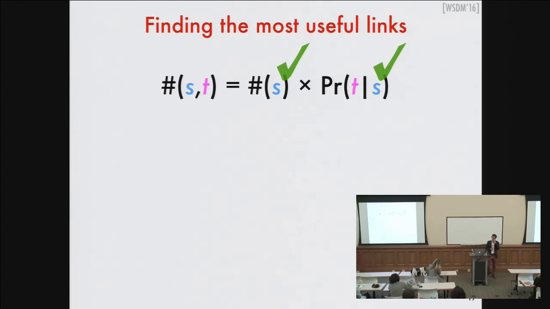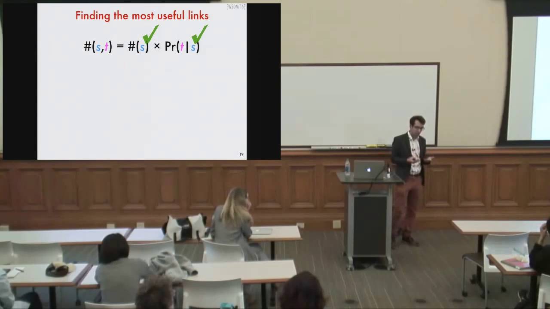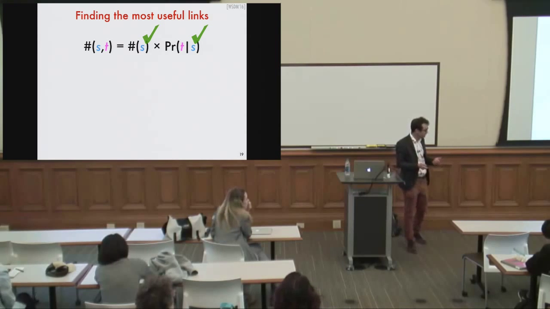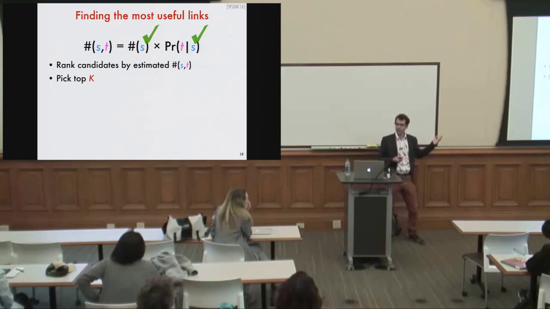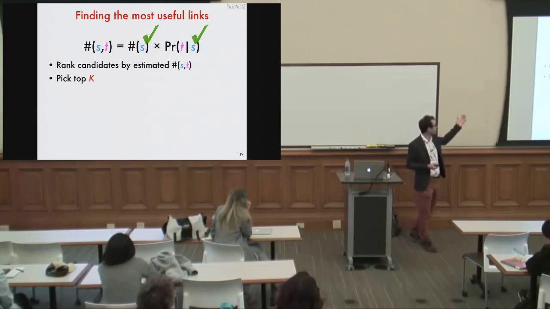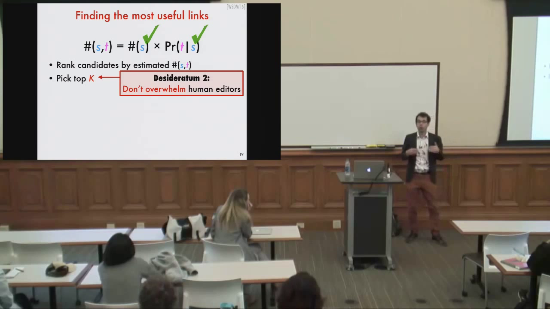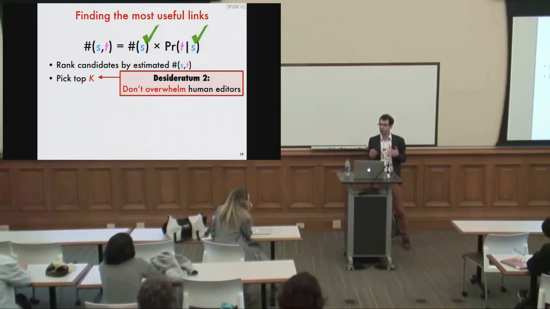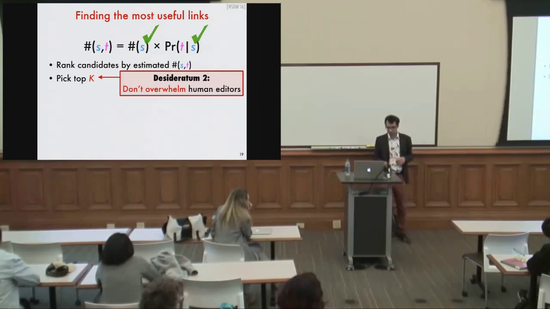Okay, so now we have all the ingredients necessary for predicting the number of clicks a link would receive, even based on data before it's added. And what you would do then is to simply rank all candidates by this estimated number of clicks, and you would then pick the top K and recommend those to editors. Why the top K? Well, that's desideratum 2. We don't want to overwhelm the users with more work than they can do, and K is basically a parameter that captures the amount of work that can be done by the workforce that you have.